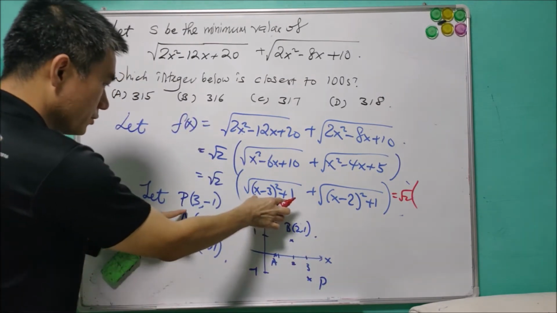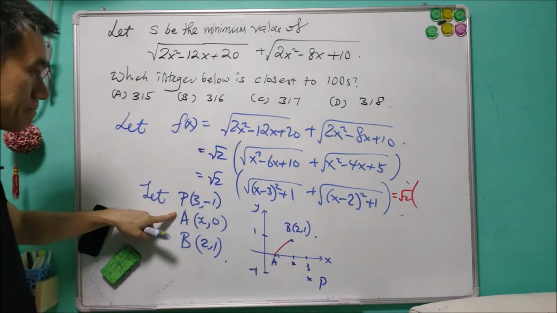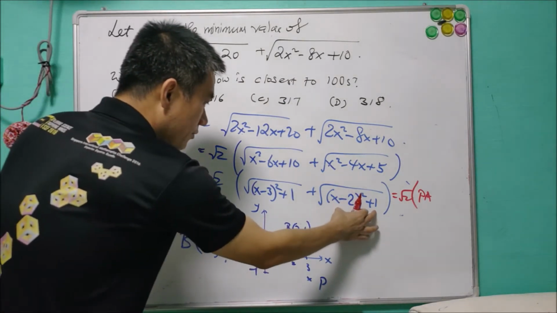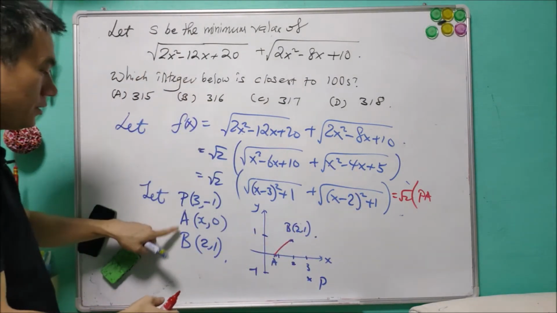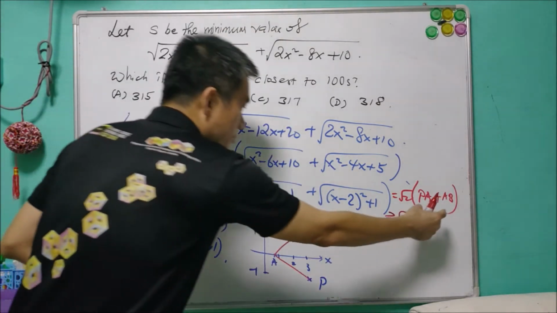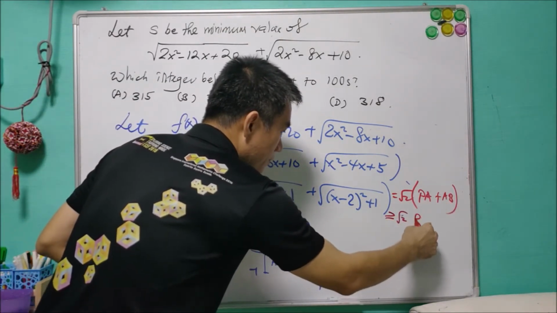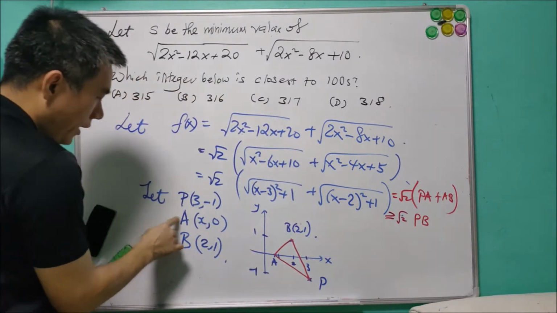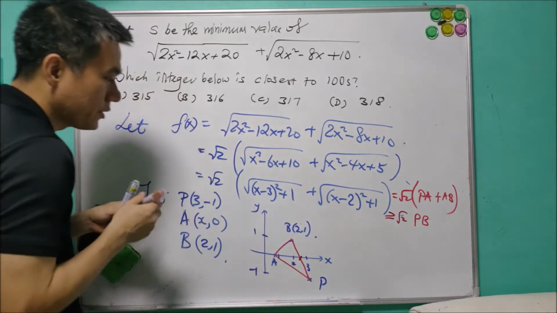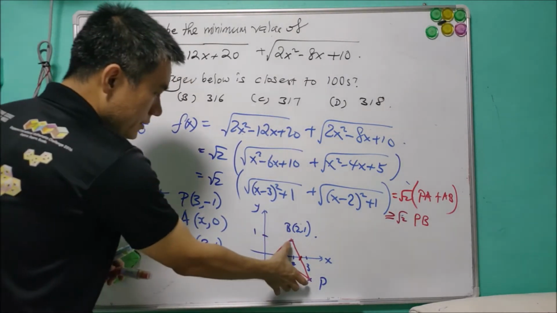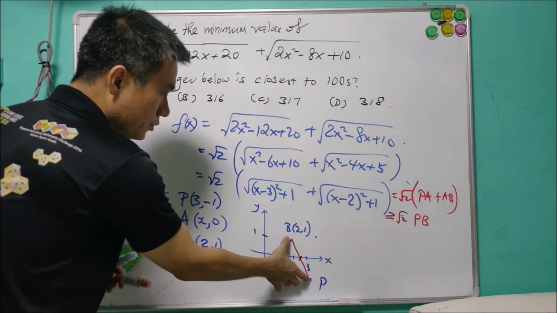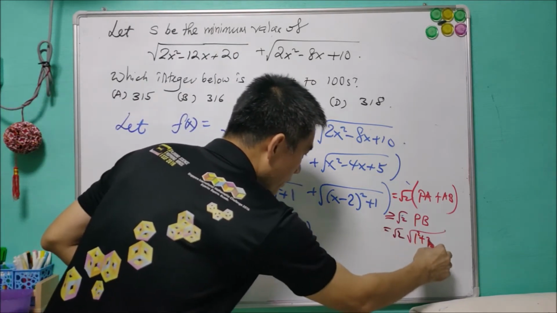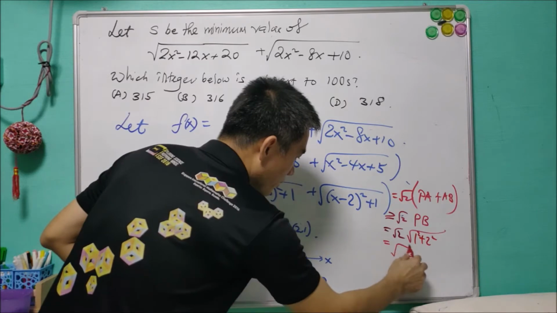This is actually equal to the length of PA. And the square root of (x minus 2) squared plus 1 is actually the length of AB. From the triangle inequality, this will be greater than or equal to PB, where PB is here. If we move the point A to this particular point, then we'll get the minimum value. So in this case, the minimum value is equal to the length of PB. The length of PB is the square root of 1 squared plus 2 squared, which is 5, so this is square root of 10.